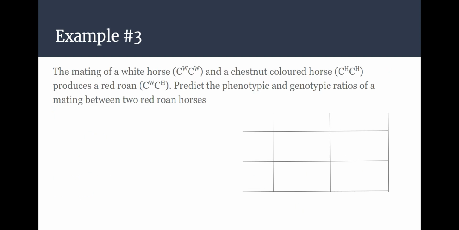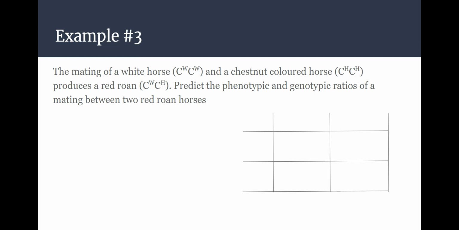This is an example, ladies and gentlemen, of when you're going to see codominance. Now, I know it's codominance because it's talking about roan, red roan. When you see the word roan, it means that it is a blended version, okay? And in the question, it'll say you will see both hair colors, red and white. So we have the mating of a horse that is white and a chestnut colored horse, and they're going to produce a red roan color.